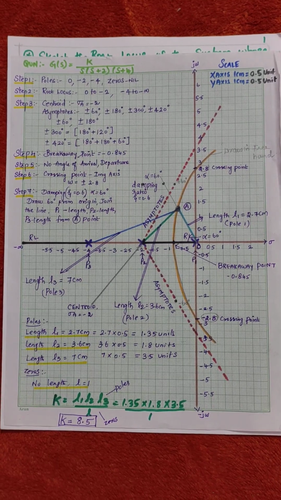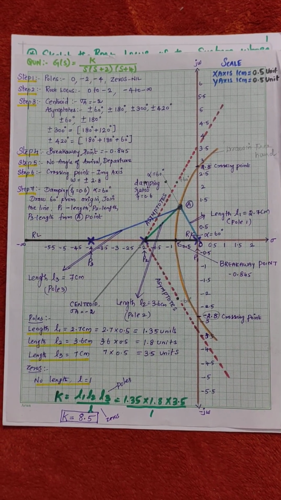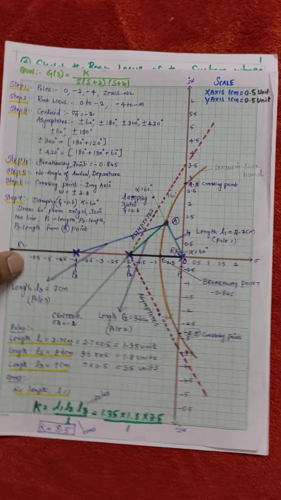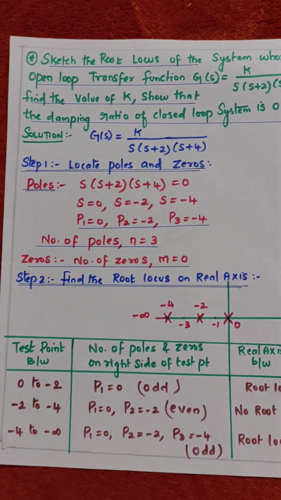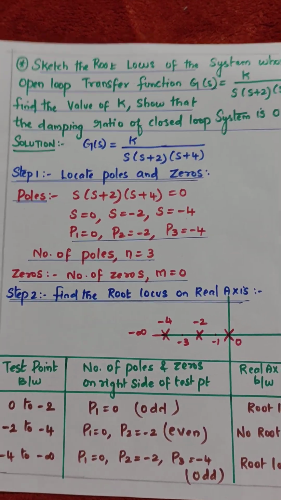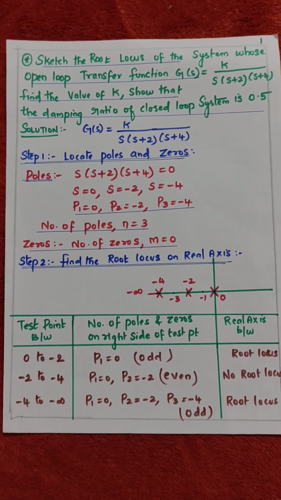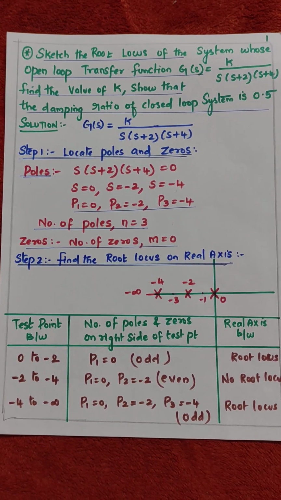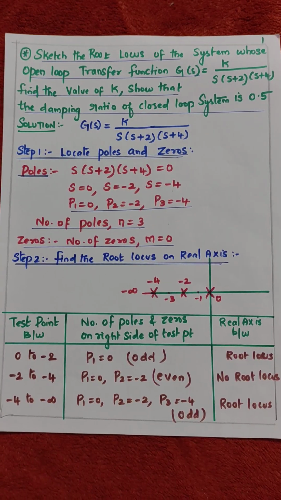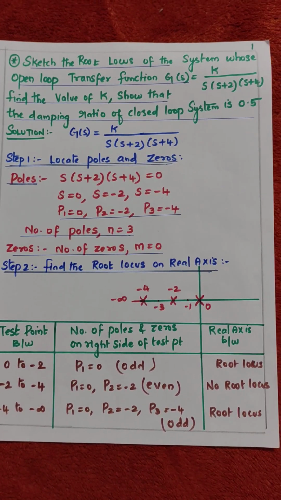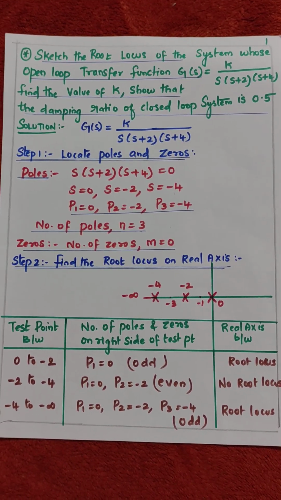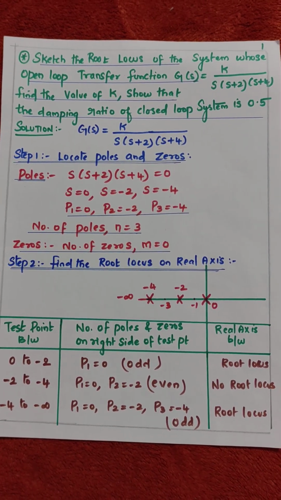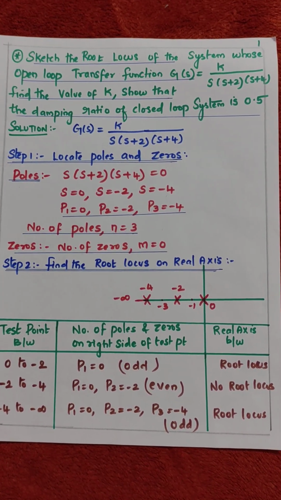So directly I have given the final answer graph here. Let me go step by step for the problem. Problem: sketch the root locus of the system whose open loop transfer function G(s) is equal to K divided by s into (s plus 2) into (s plus 4). Find the value of K. Show that the damping ratio of the closed loop system is 0.5.